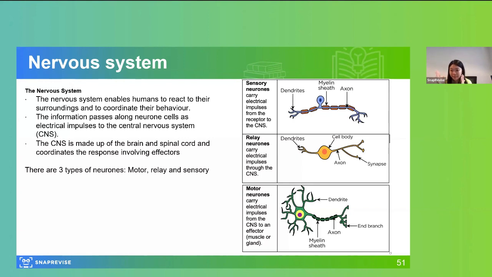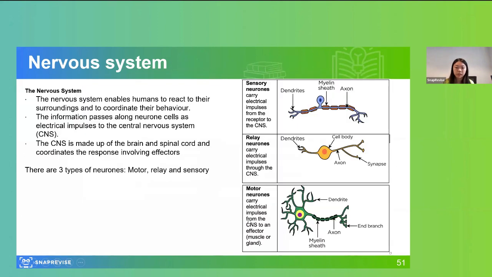Step by step. I'm going to say that again because that's usually the easiest way people understand it. Stimulus, sensory neuron, relay neuron through the CNS, and then motor neuron, effector, response. That is step by step exactly what is happening. So I'm going to show you an exam question on that.